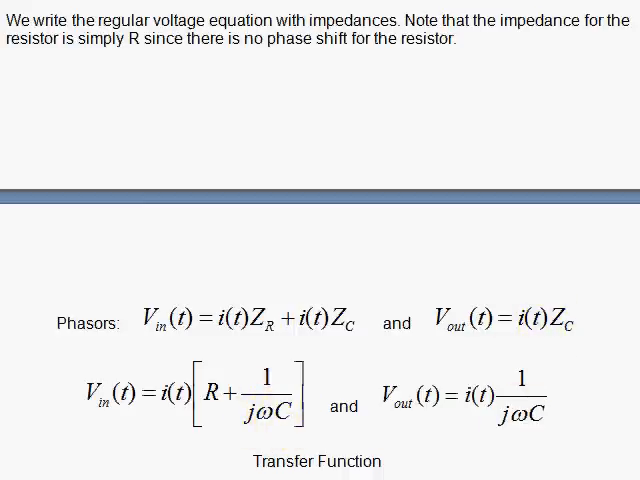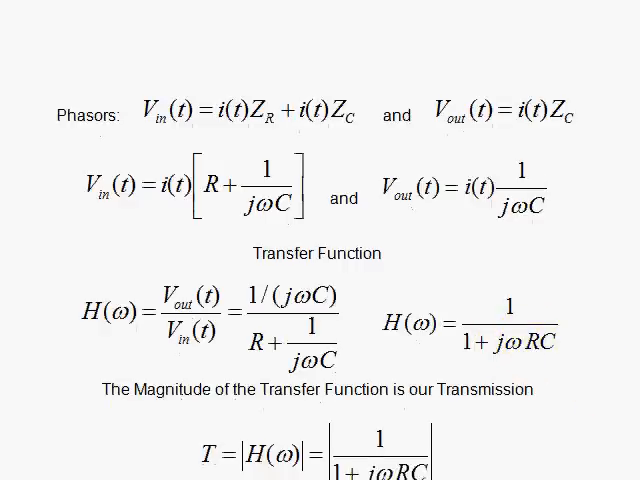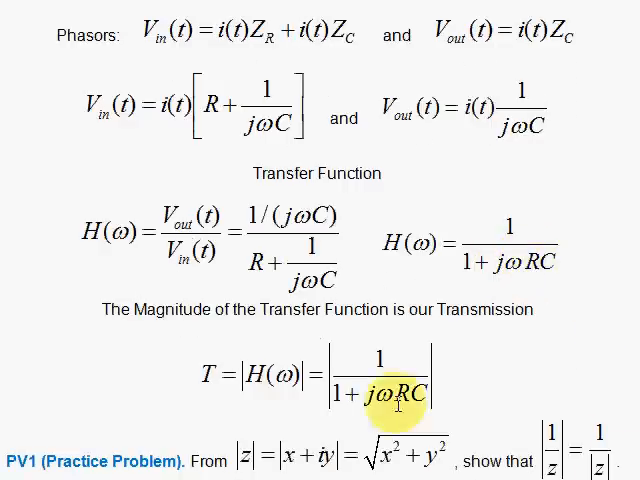And doing that, we're ready to take the ratio, and the ratio is the transfer function. The currents cancel, and we have this impedance for the capacitor divided by the total impedance. Multiplying top and bottom by j omega c clears the numerator, and you get 1 plus j omega RC. So the magnitude of the transfer function is what we're interested in.